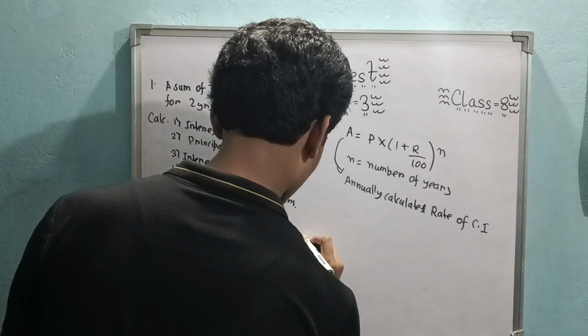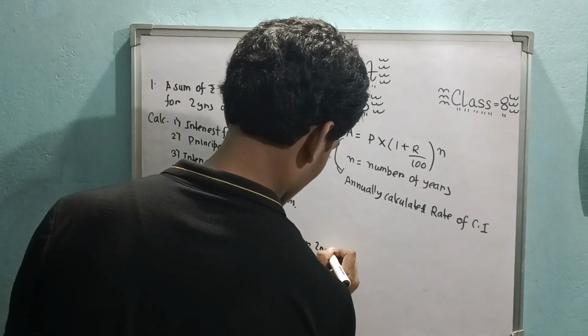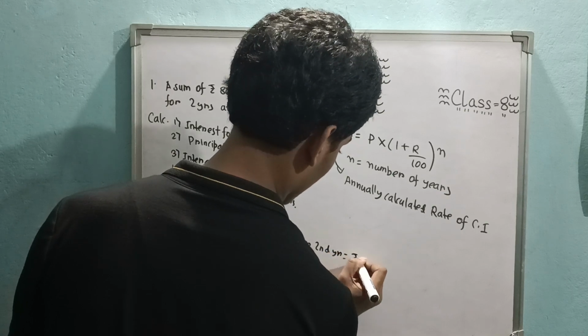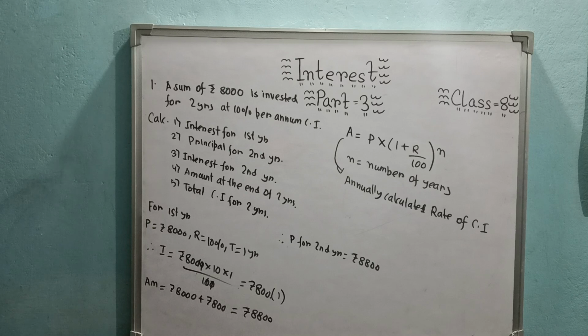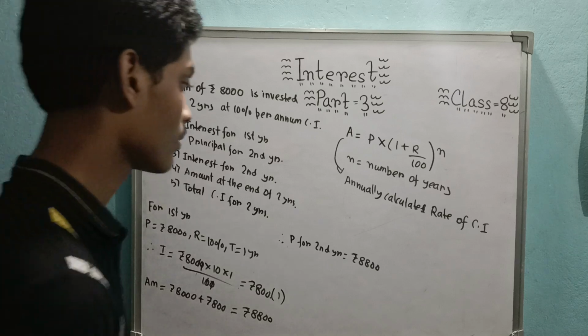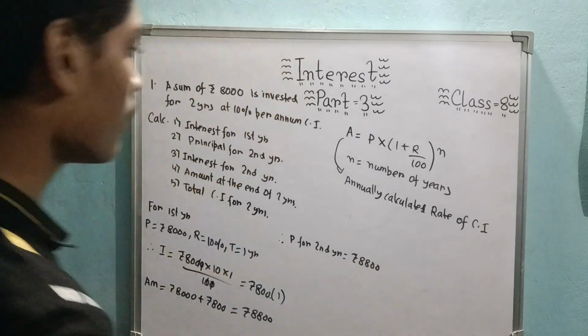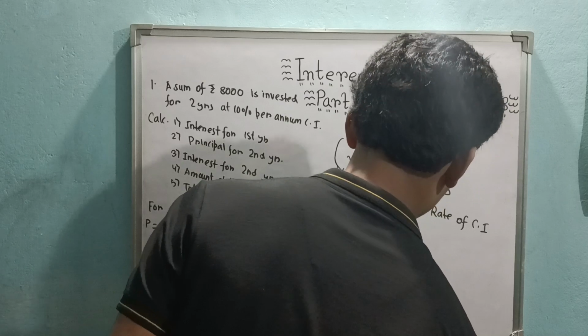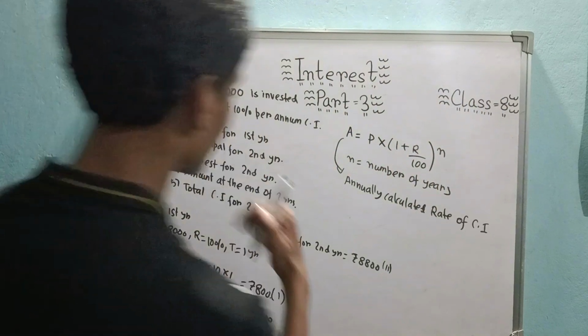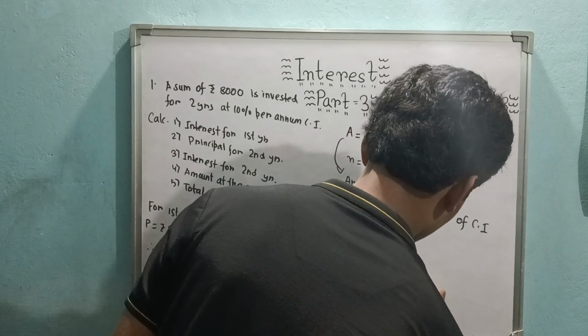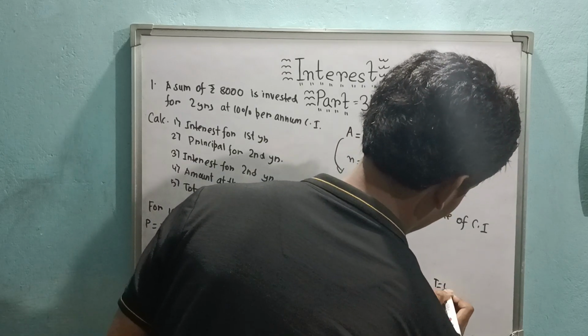Therefore, P for second year is rupees 8,800. I told you the amount at the end of first year equals the principal for the second year. Similarly, amount at the end of second year equals principal for third year. Okay, then this is principal for second year. Then comes what? Now again my rate of interest is still 10%. Time equal to 1 year.